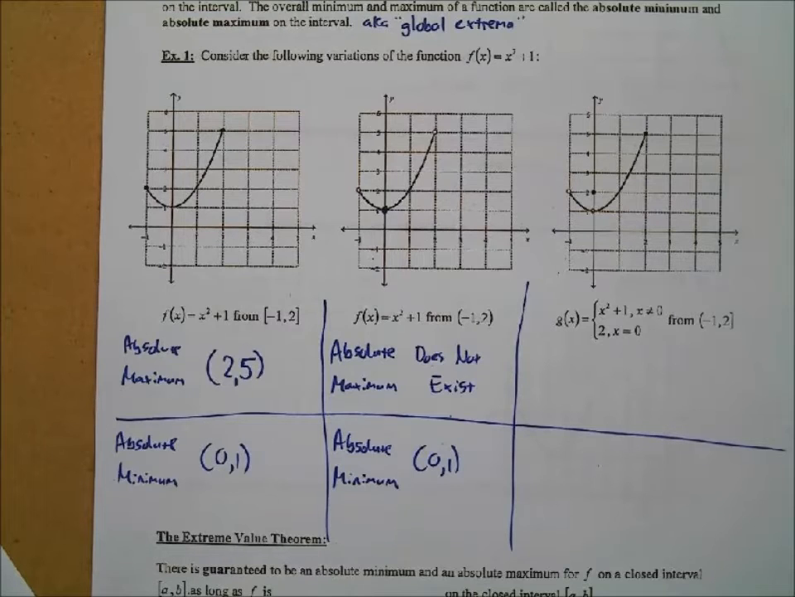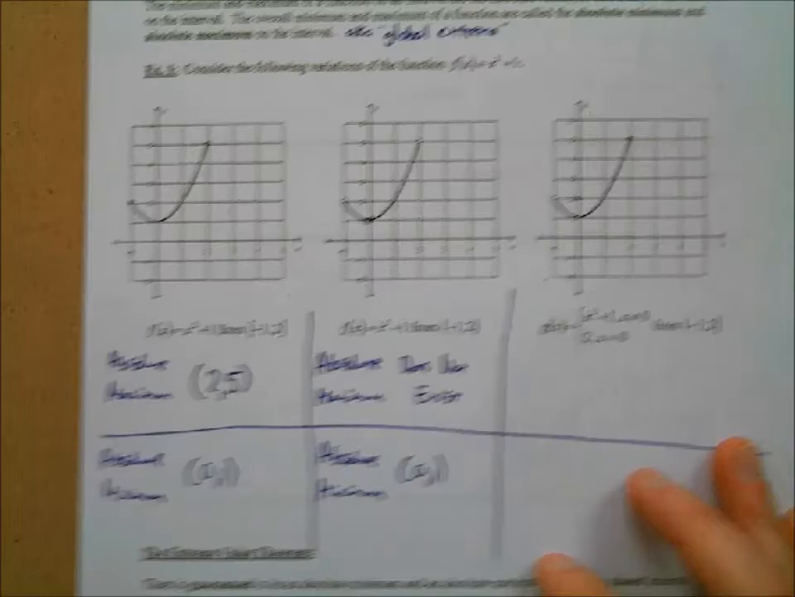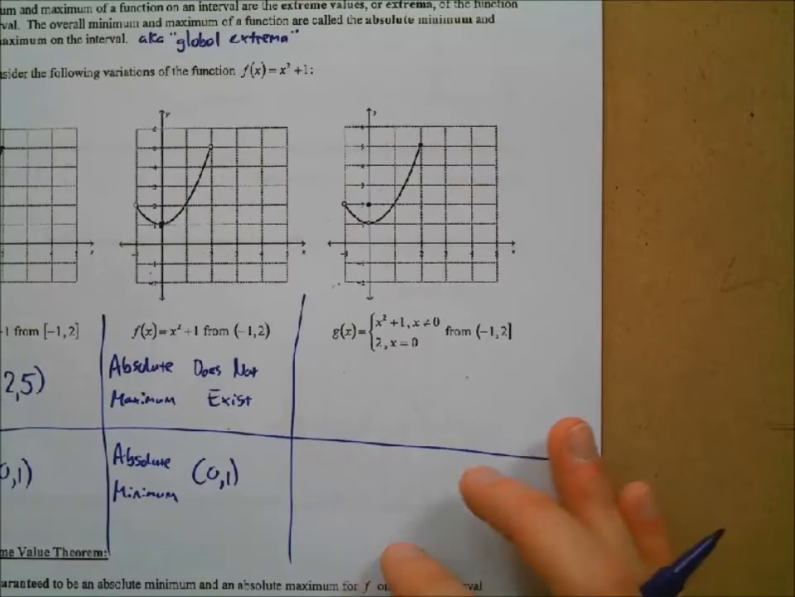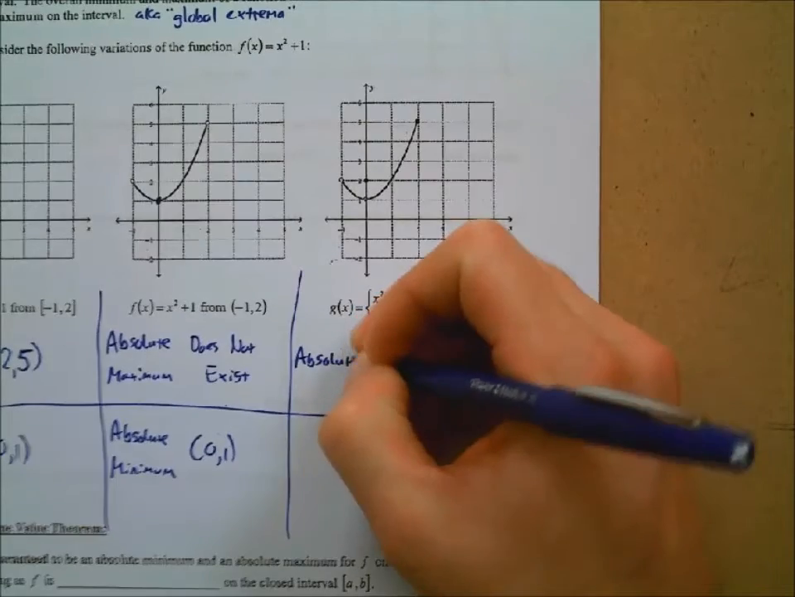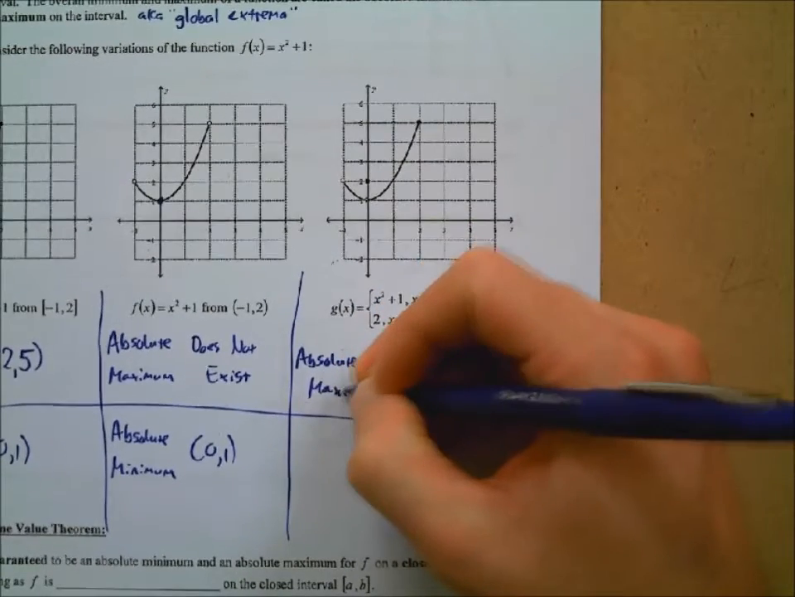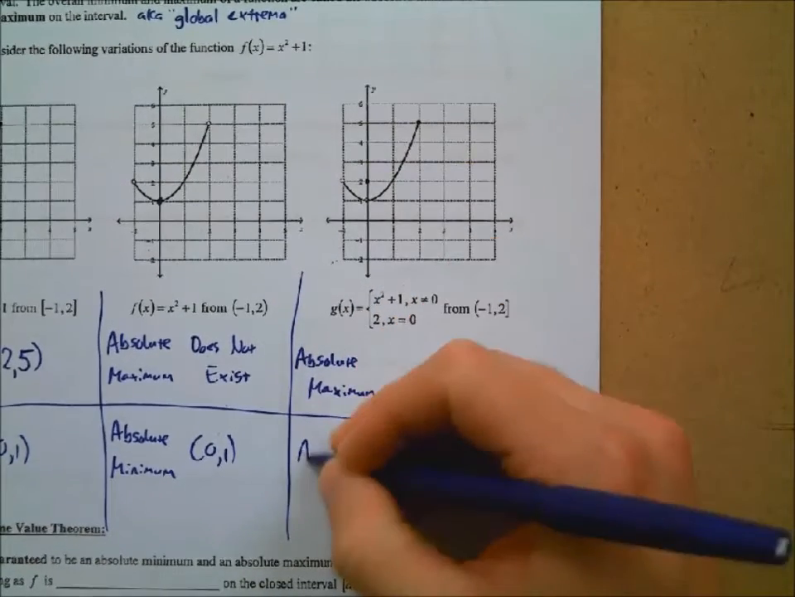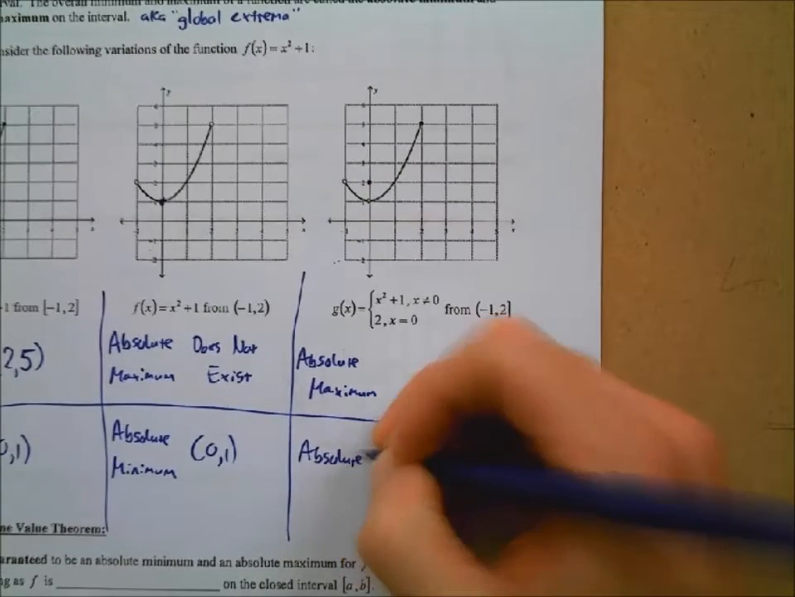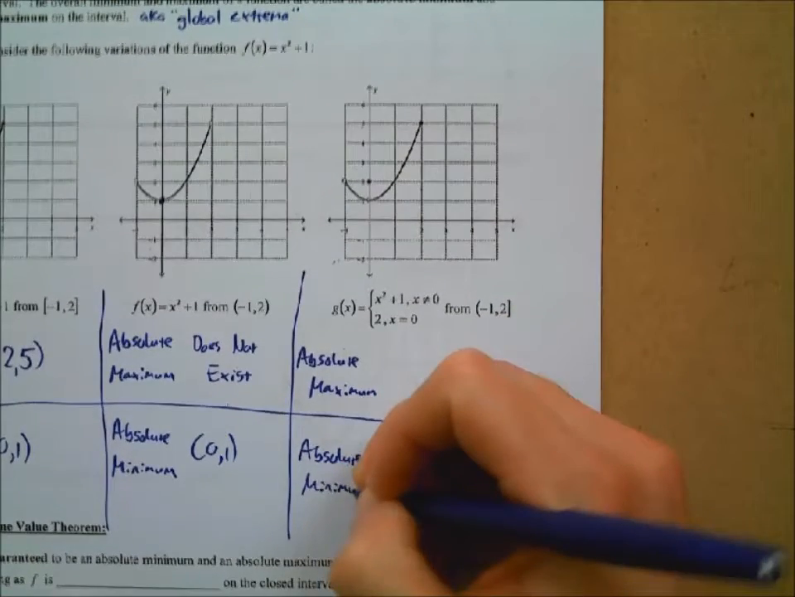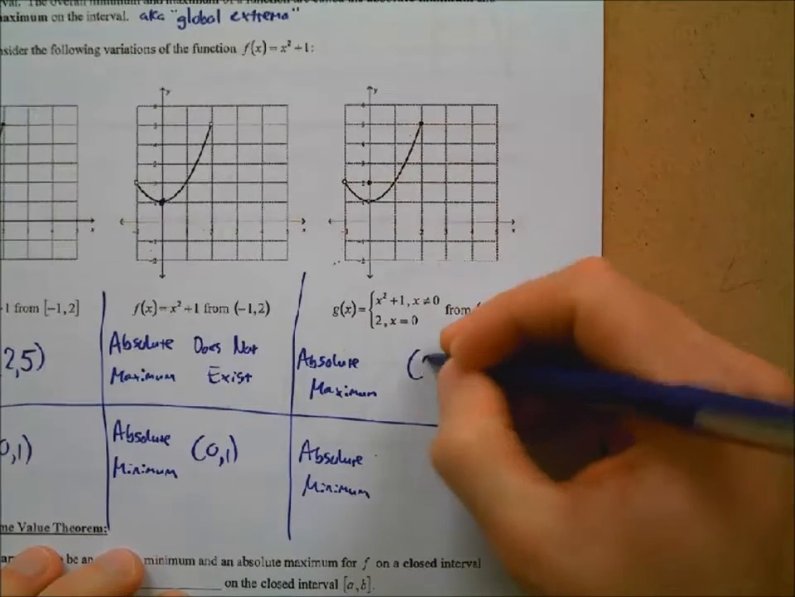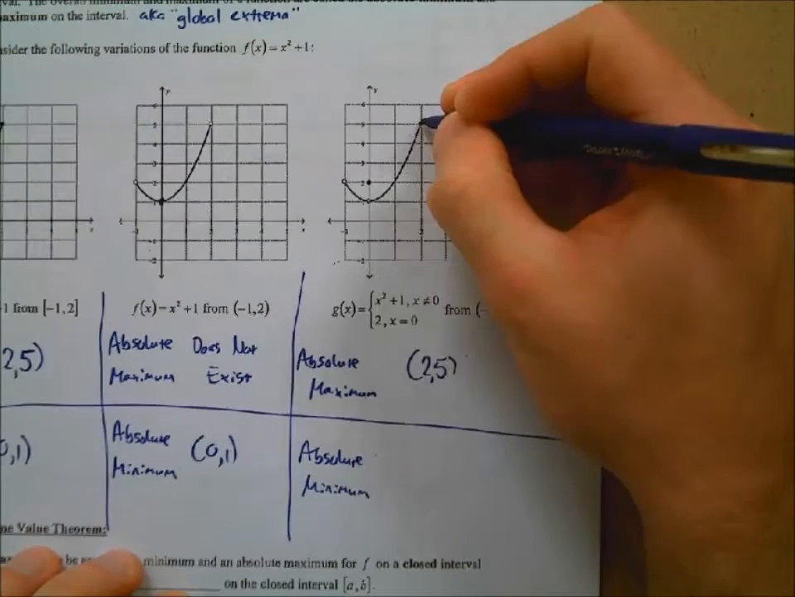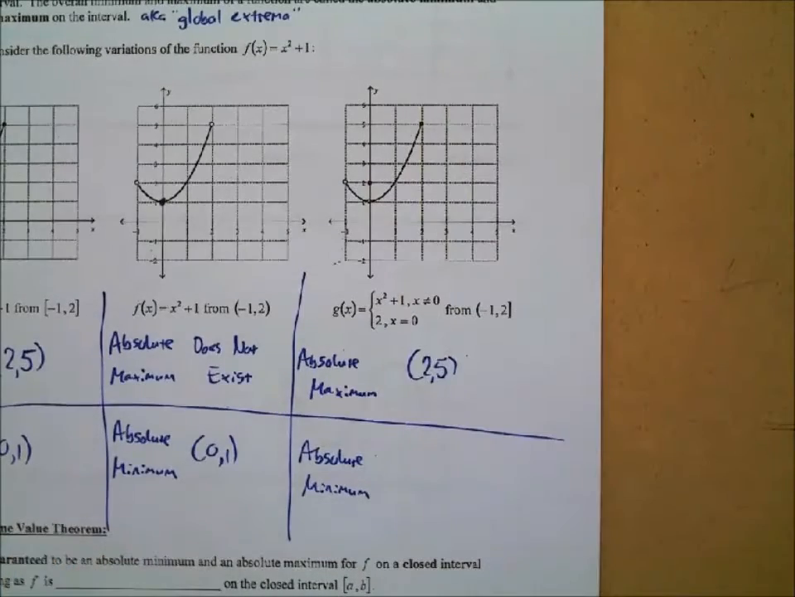Okay, so armed with that information, let's go once again to our third example here and see how things change. Do we have an absolute maximum for this function? We do. It is 2, 5. We have a highest point right here at 2, 5.